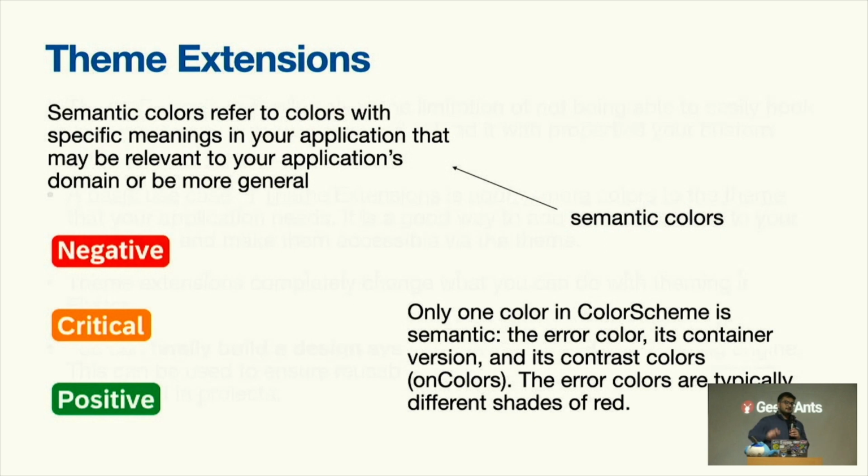What happens right now is, if you use the color scheme, in all the 30 colors that are there, you only have one possible semantic color, which is the one for error, which is almost always a different shade of red. So if you want to have a custom semantic color, let me show you how to do that. Again, we'll start off with the theme.